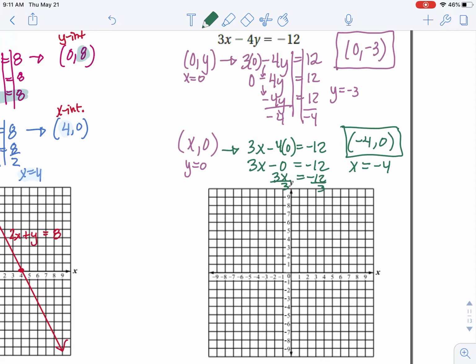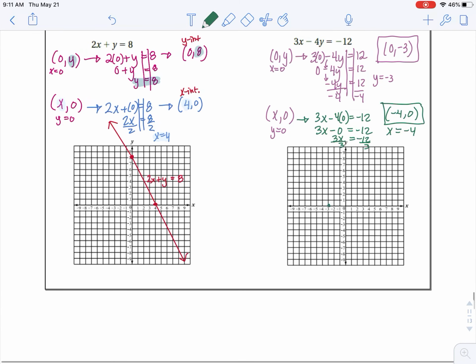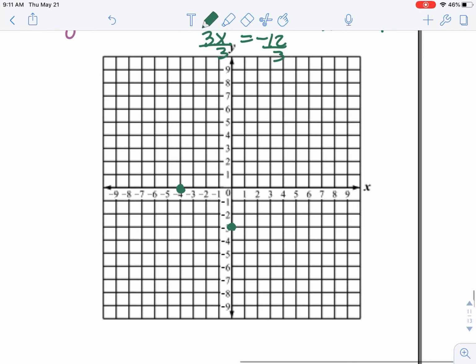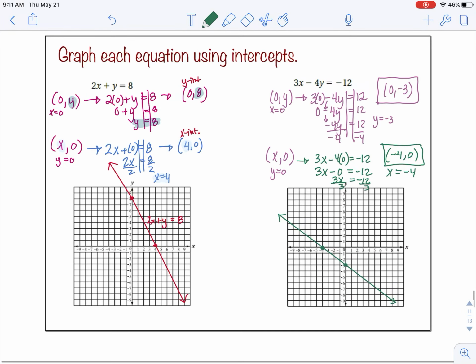I'm going to graph those two points. (0, -3) and (4, 0). Oh, I did that backwards. (0, -3), (4, 0). Be very careful, because I just made that mistake too. Be very careful that you don't mix up which point goes where. And there we go.